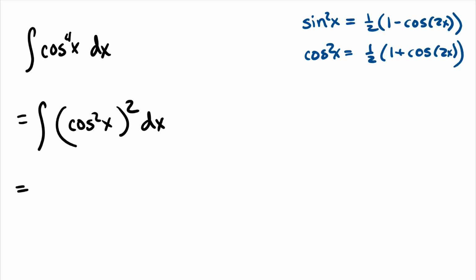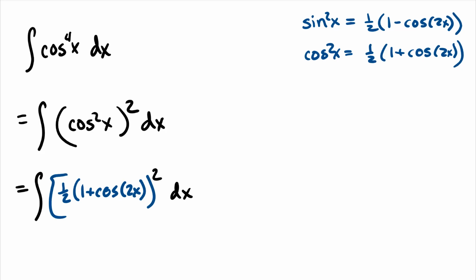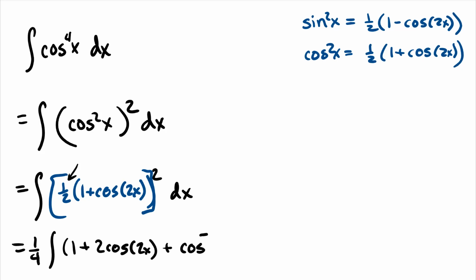So let's replace our cosine squared with this 1/2 times 1 plus cosine of 2x, all squared. Oops, I need to put this thing actually around this. There we go. Now we can square it up and take that 1/4 to the outside, right? That 1/2 all squared. And now we're going to square our 1 plus cosine of 2x, and that's going to become 1 plus 2 cosines of 2x plus cosine squared of 2x.